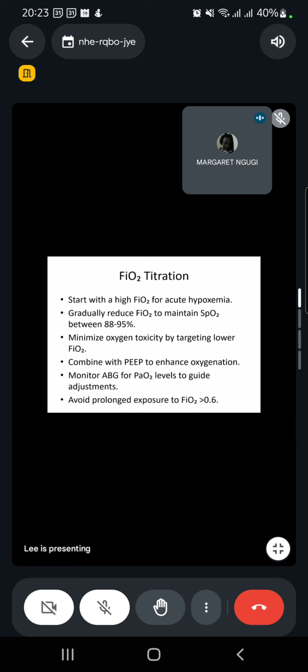So when you start with the high FiO2, you go down. You combine with PEEP to enhance oxygenation. You monitor your ABGs, the partial pressure of oxygen, to 50, and then you avoid long exposure to FiO2 of more than 0.6.